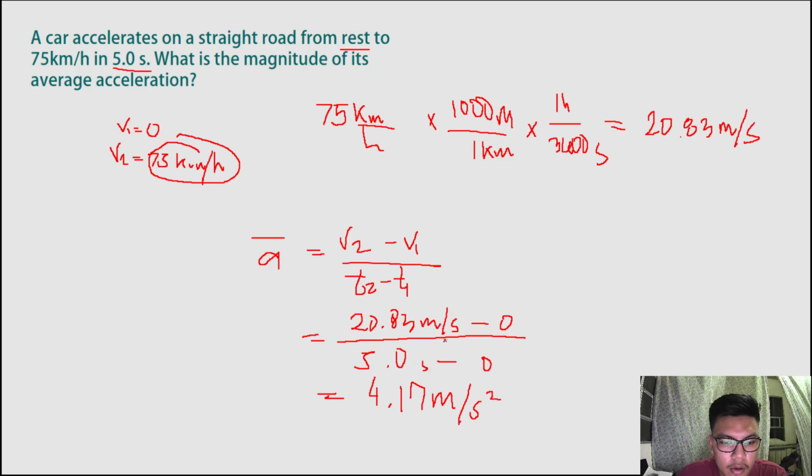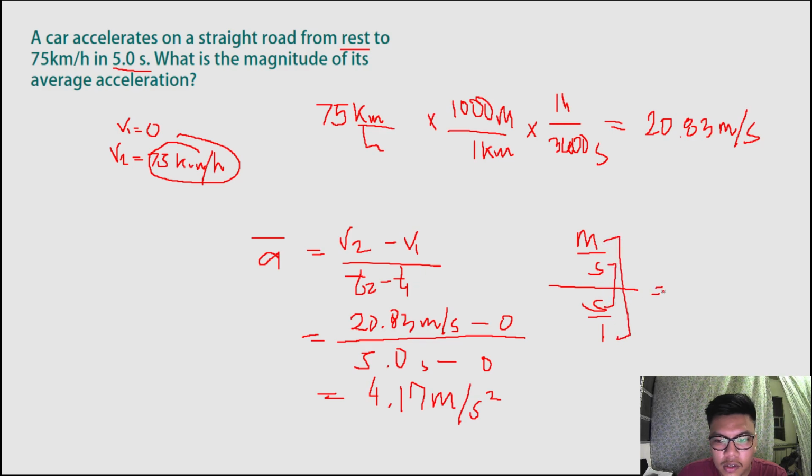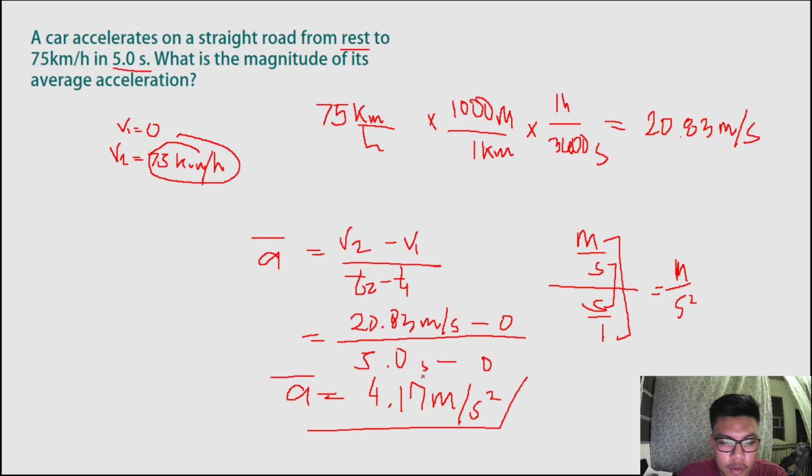Bakit naging ano? Pansinin to, meron ka meter per second all over second. Okay, parang ano lang yan, ano? Meters times 1 over s times s, squared. So you have m all over s squared. So yun lang ibig sabihin nun, ano? So the average acceleration is 4.17 meter per second squared.